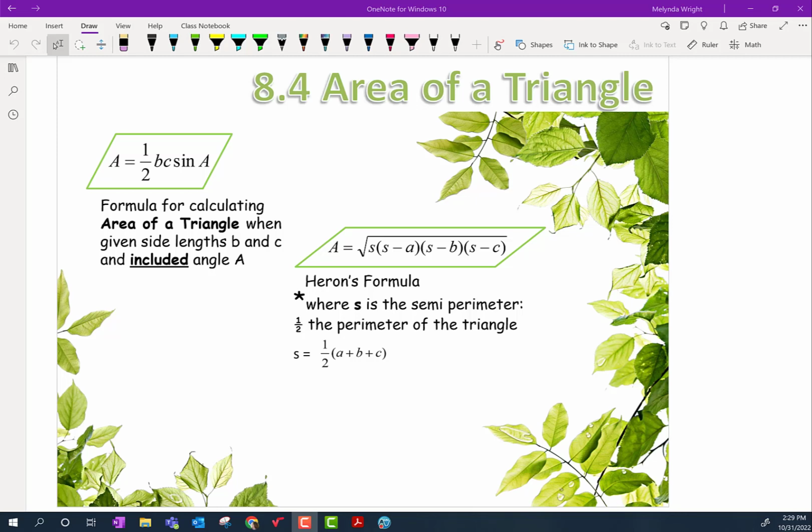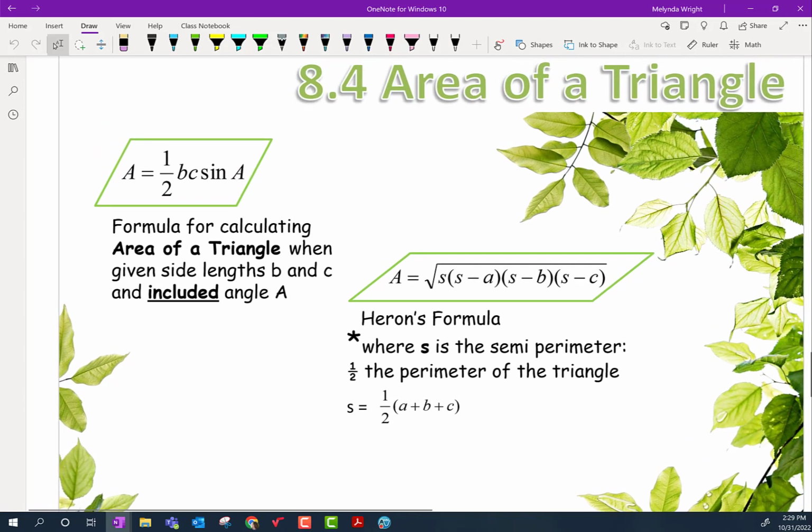All right, let's take a look at our lesson for today. So we're going to be working with area of a triangle. For this, we've got two different formulas that we're going to go over. These really we could call the Precal formulas for area of a triangle.